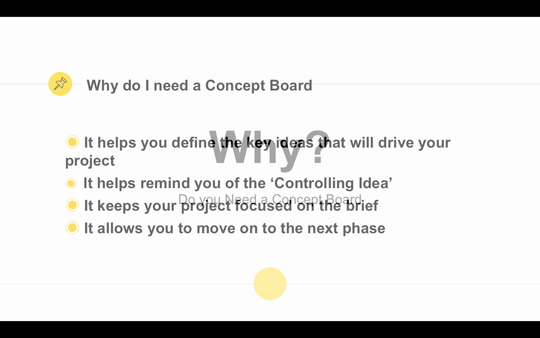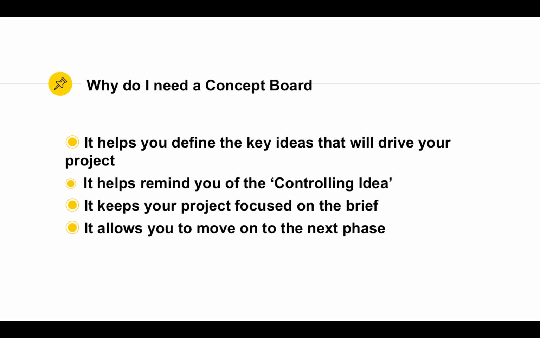So why do we need a concept board? It helps you to find the key ideas that will drive your project. It'll help remind you as we move forward of the controlling idea, which is a way of thinking about an idea that focuses your projects and helps you make decisions so that you're not working with every single thing in the universe, but we have this one idea that we want to work with that's going to help us narrow the focus and also inspire our project.